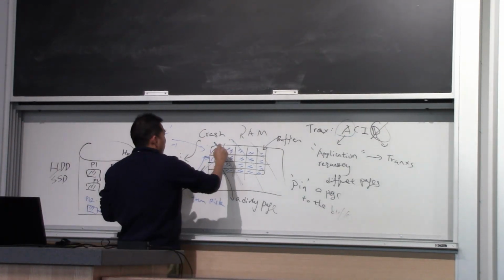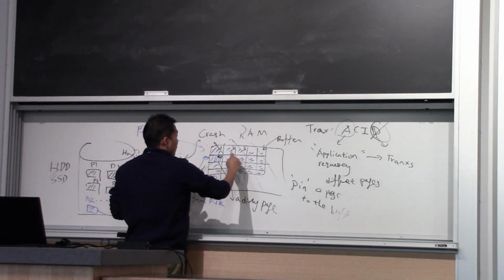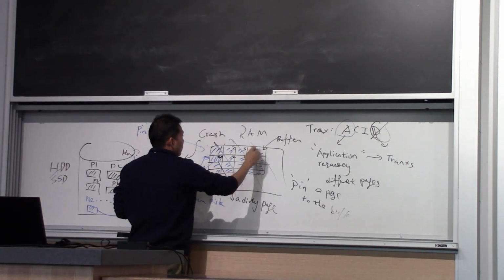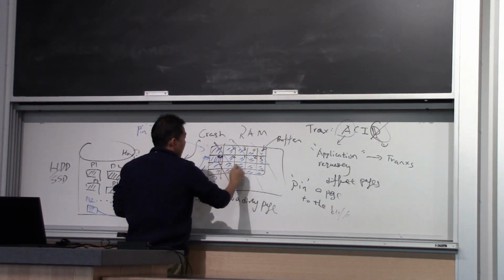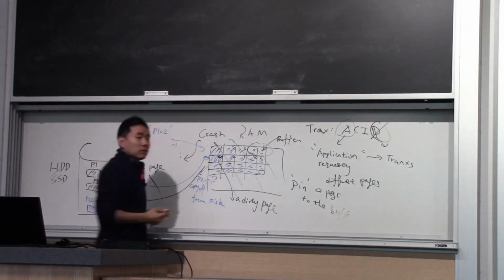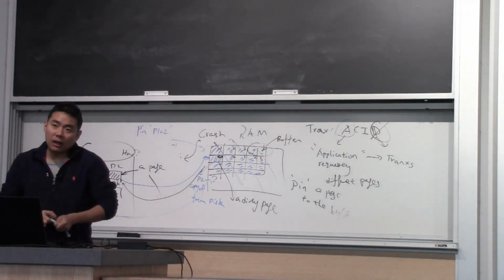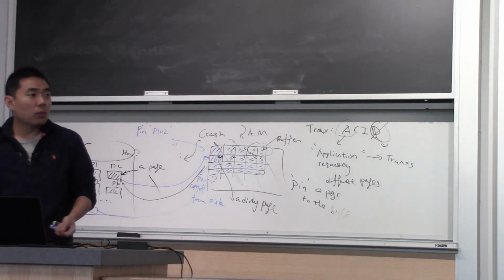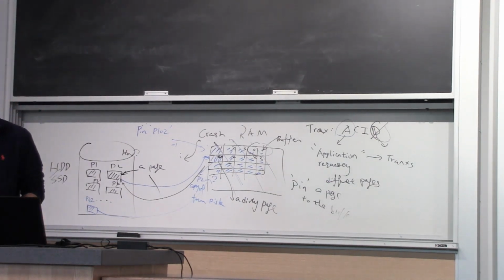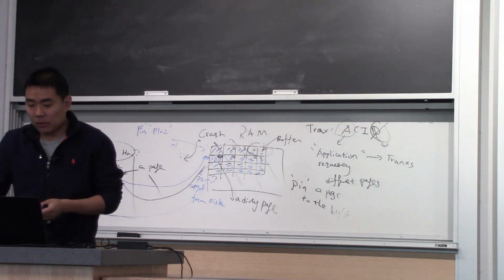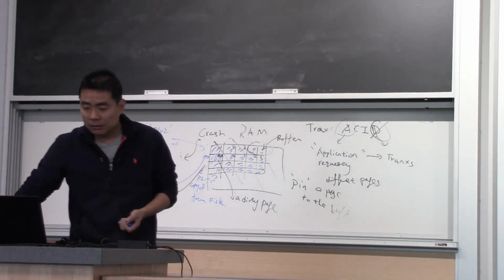So let's say the pin count is 1, 2, 3, 2, 1, 1, 0, something like that. So these two are the candidates, let's say. Only these two with pin count 0. Then you face a dilemma, or challenge, which one to replace. For that, people use different replacement policies.